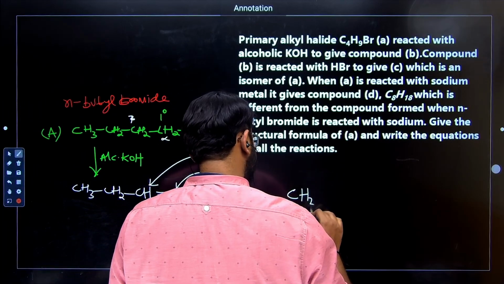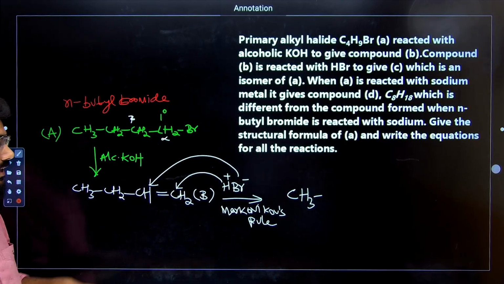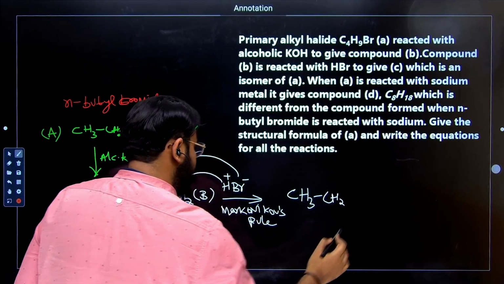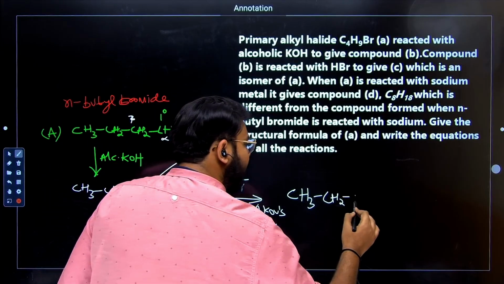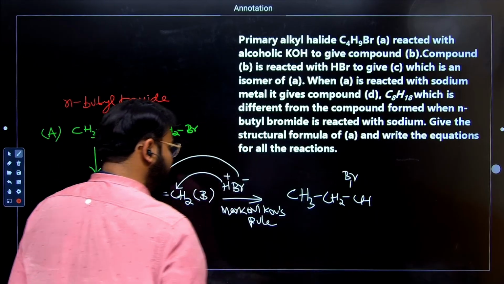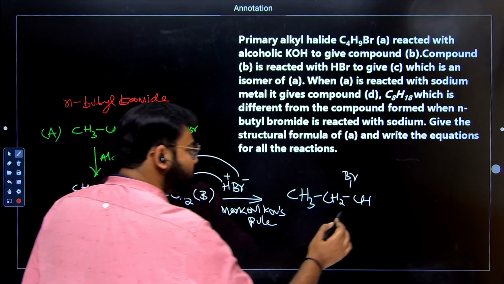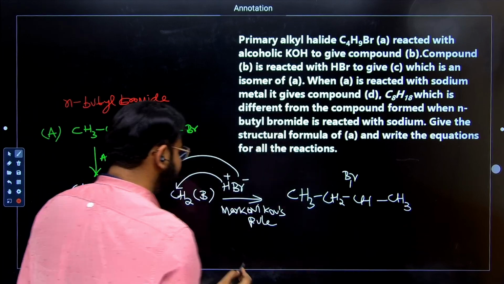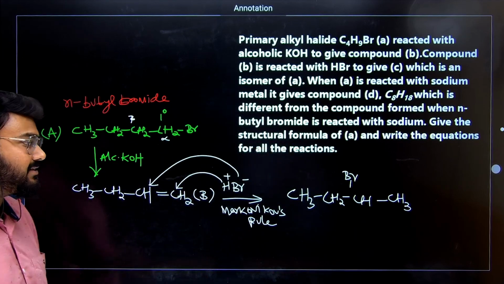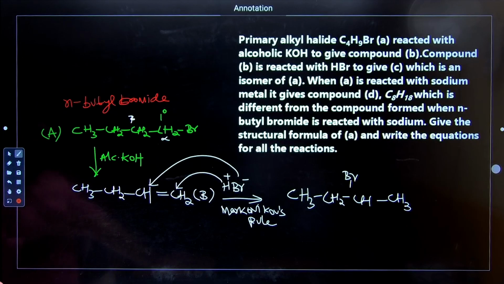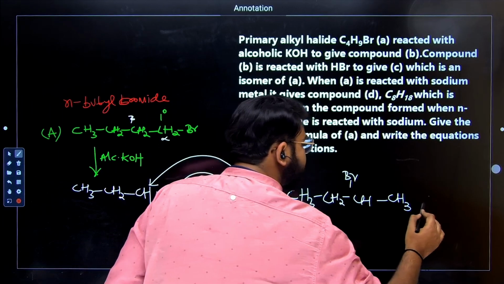So it will be CH3. You can see that CH3, then CH2, and then CH, which will get the Br because it has less hydrogen, and the CH2 becomes CH3 because it has got the positive part, because it has more hydrogen. Okay. Now this is our compound C.